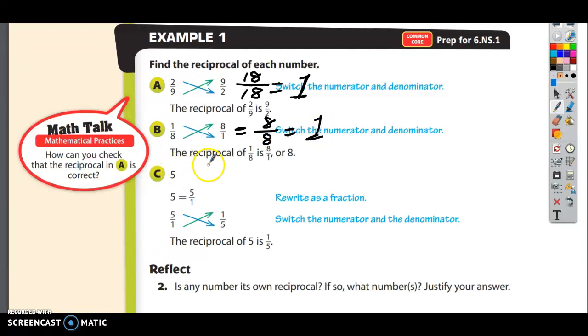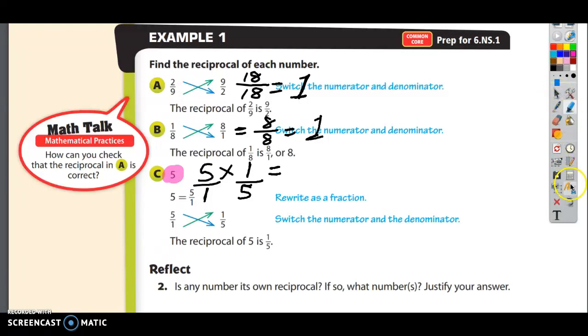This one's kind of funny. 5 times, well, what would you have to multiply 5 by to get to a product of 1? Well, you have to make 5 over 1, and then its reciprocal would be 1 over 5. So that's kind of the thing here. If you have a whole number, we're going to answer this question later on the page too. If you have a whole number, its reciprocal is that same number, but with the numerator of 1 above it.